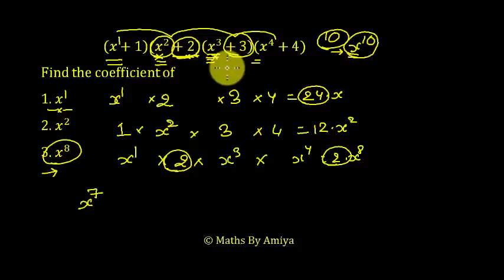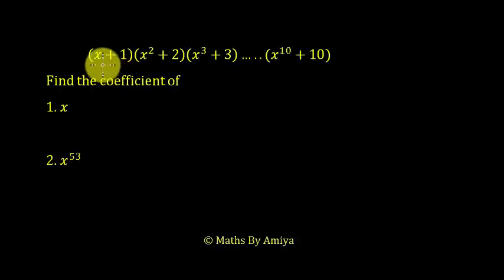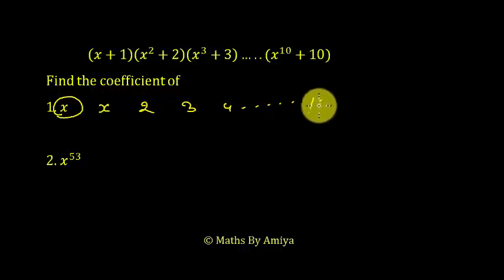For better understanding, let's solve another problem. Here we have x1, x square, x cube till x10, and we have some constant terms. The first question is find the coefficient of x. X is a small power, so just find where we get x. X from the first bracket and from the remaining brackets 2, 3, 4 till 10, and the product of all is nothing but 10 factorial. So the coefficient of x is 10 factorial. If your power is smaller, find where you get this power.